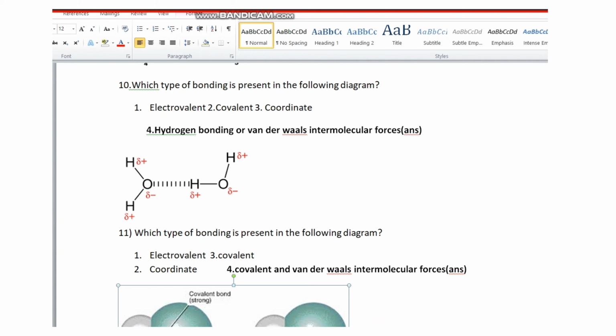Then which type of bond is present in the following diagram? Here HCl formation. In HCl formation there is a covalent bond, while between two molecules of HCl there is intermolecular attraction which is weak. Therefore, covalent and van der Waals intermolecular forces are present in this case.